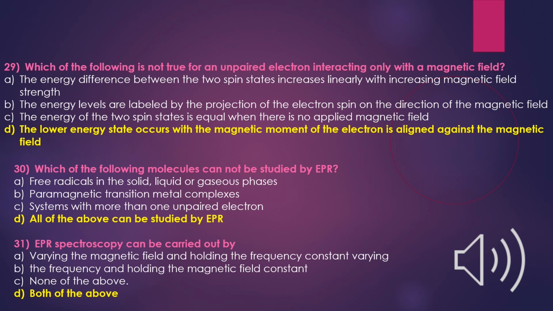Number 31. ESR spectroscopy can be carried out by A, varying the magnetic field and holding the frequency constant, B, varying the frequency and holding the magnetic field constant, C, none of the above, D, both of the above. The answer is D, both of the above.